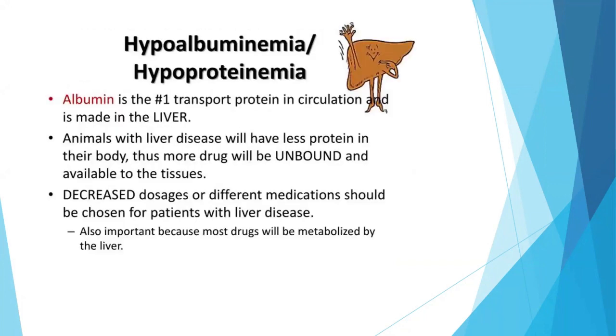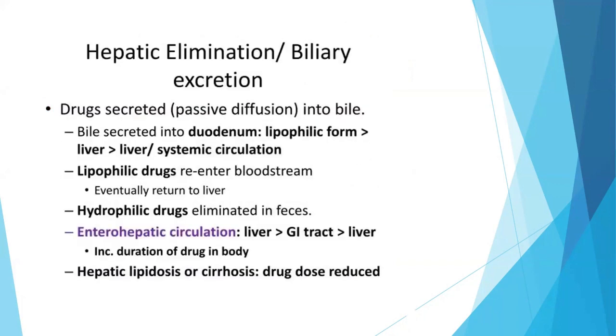Now, talking about liver failure, hypoalbuminemia and hypoproteinemia occur. Albumin is the number one transport protein in circulation and is made in the liver. Animals or humans with liver disease will have less protein in the body, so more drug will be unbound and available to the tissues. Decreased dosages or different medications should be chosen for patients with liver disease, which is also important because most drugs are metabolized by the liver. We have talked about dose adjustment of different drugs in different conditions in our other modules.